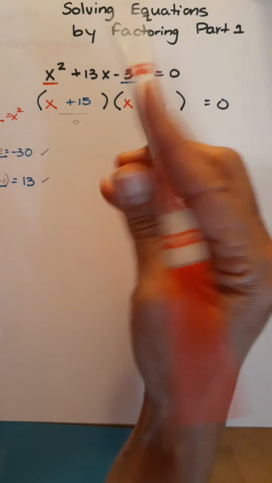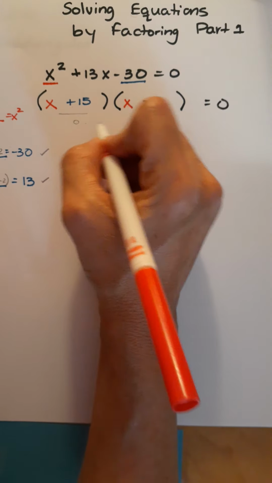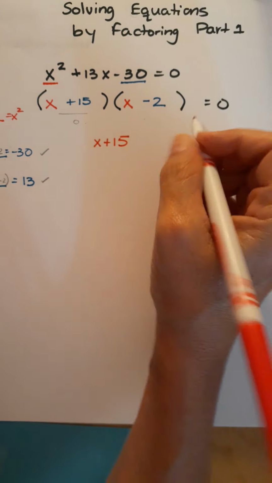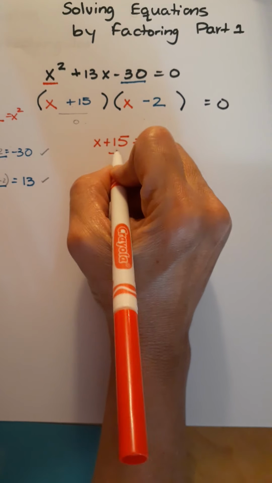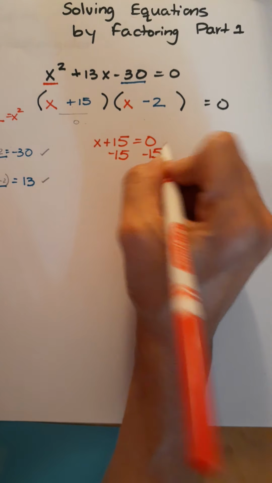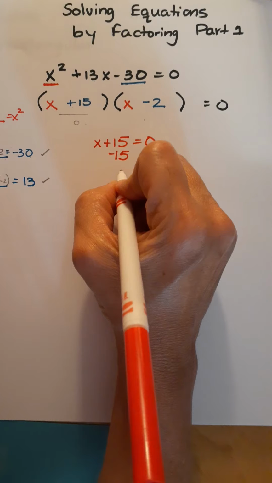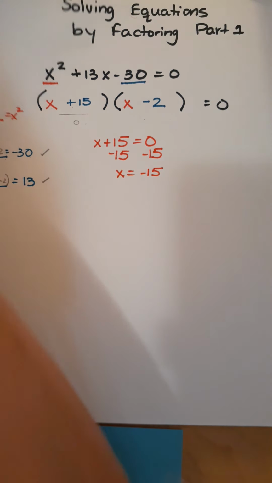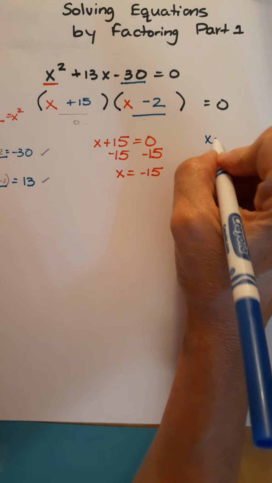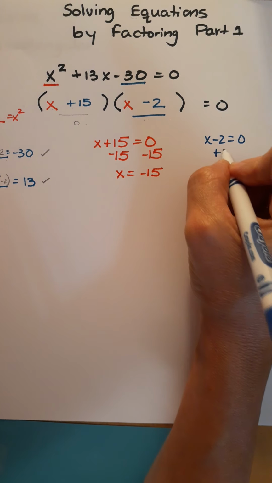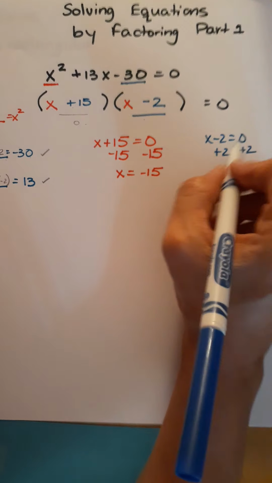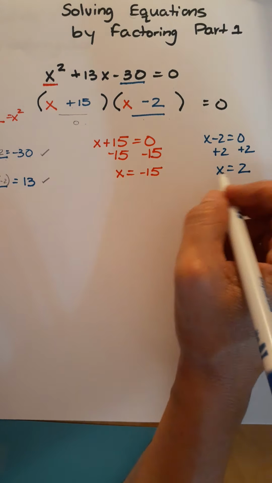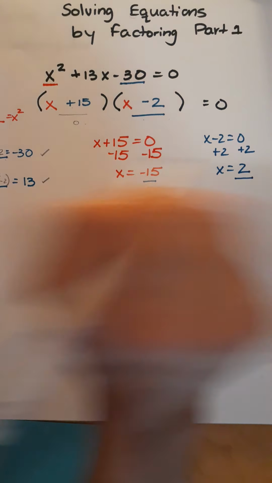So in order to find the solution, also called finding the zeros, we go 15, x plus 15 equals 0. We can use the subtraction property of equality, subtract both sides by 15, and we get x equals negative 15. Now, on the other end, x minus 2 equals 0. We use the addition property of equality with 2, and x is equal to 2. So therefore, we have two zeros. We have negative 15 and negative 2.